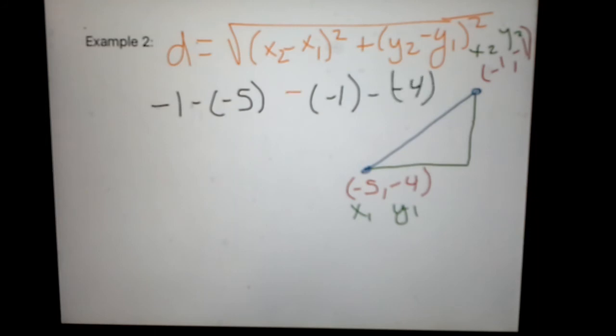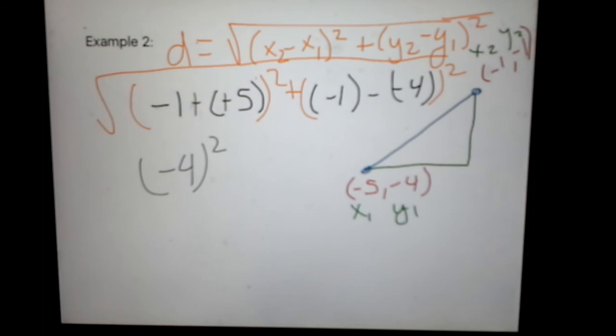I'm going to bring down the rest of the formula. Then we're going to use order of operations to solve the formula. Negative times a negative is a positive. -1 plus 5 is 4, squared. -1 plus 4 is 3, squared.